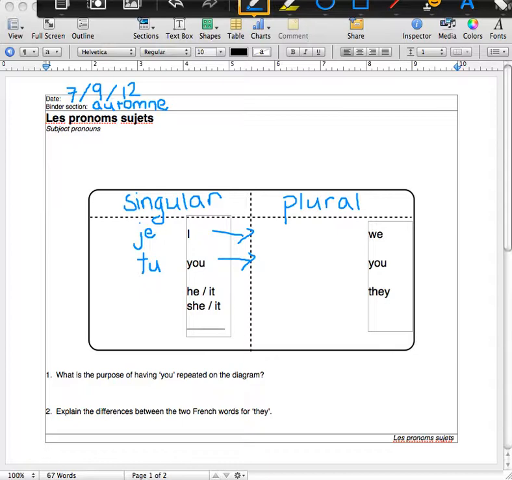After that we have the word for he or for it. This pulls double duty. Repeat after me. Il. Il. We have she or it. Elle.